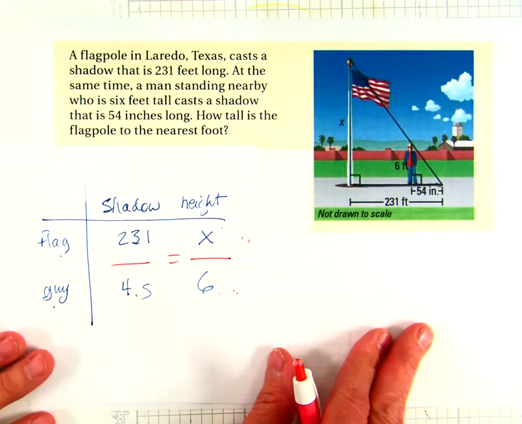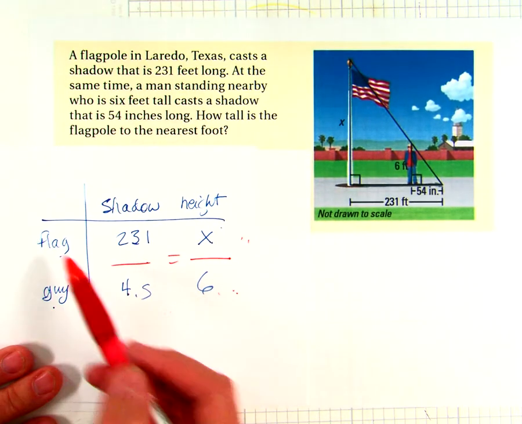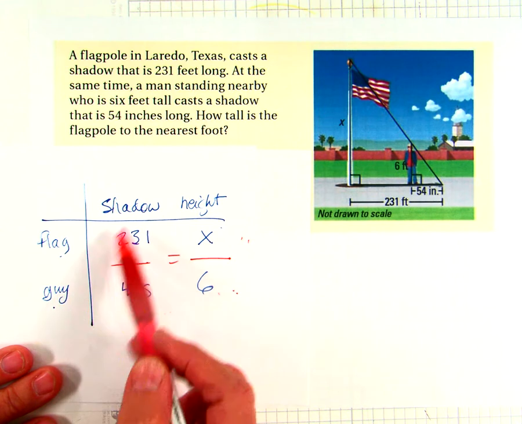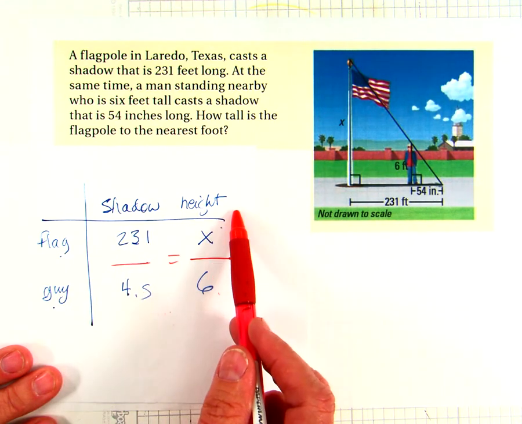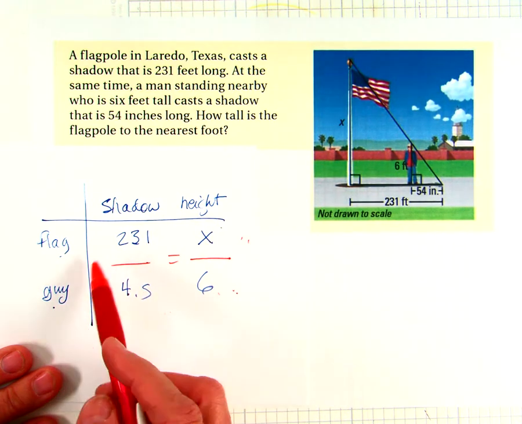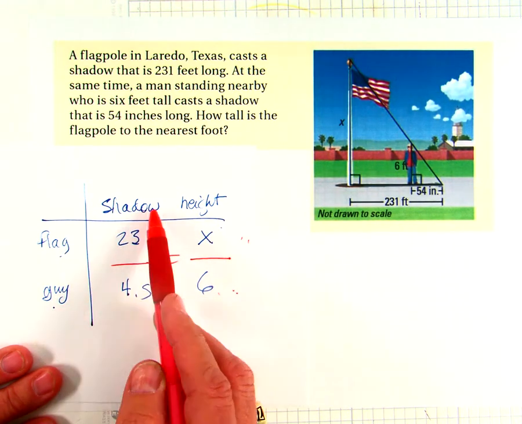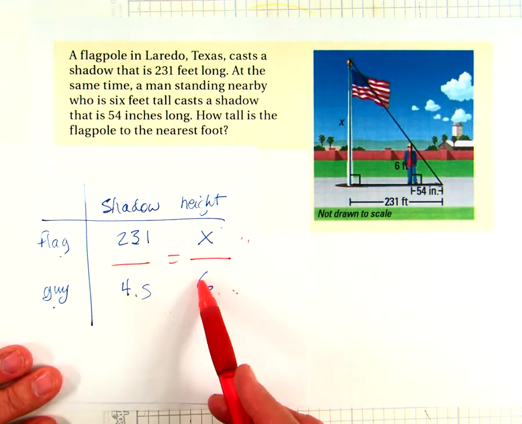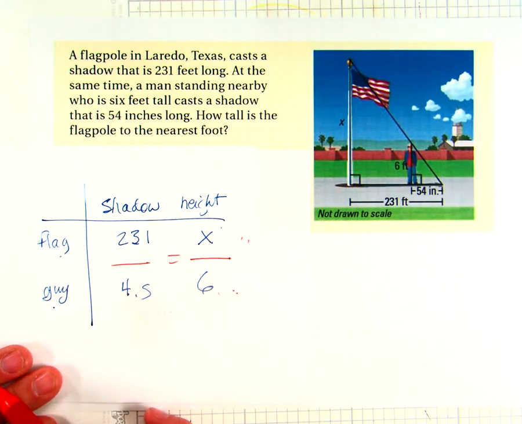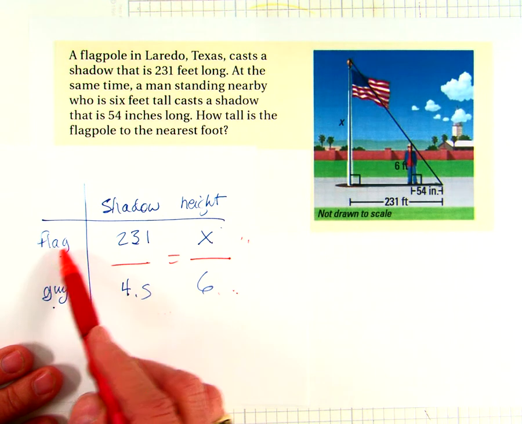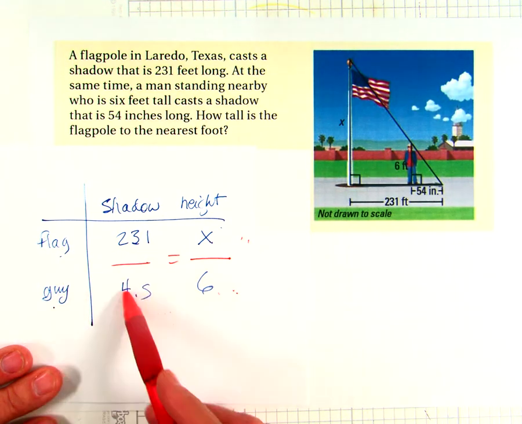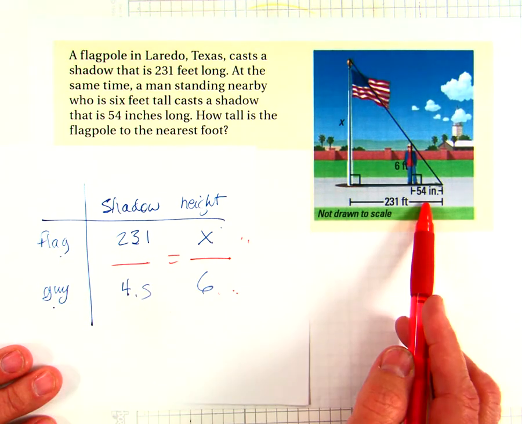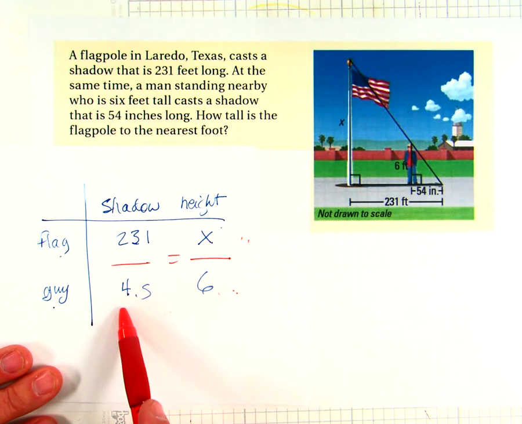Remember to be careful when you write a proportion. Always write two things that you're comparing under two circumstances. So here we're comparing the flag and the guy with regard to the shadow that they cast and the height. Write words, rehearse in your head to make sure that you know what you're doing. The flag shadow is that, the guy's shadow. Oh, well, wait, look, here it says 54 inches, and here I've written 4.5.